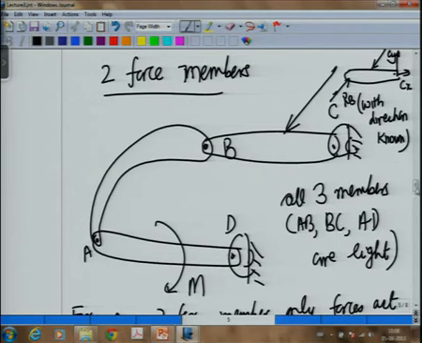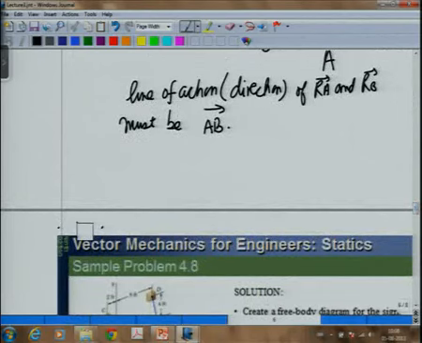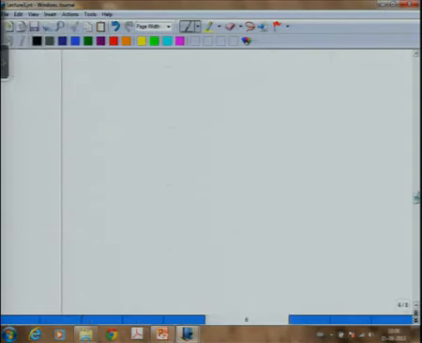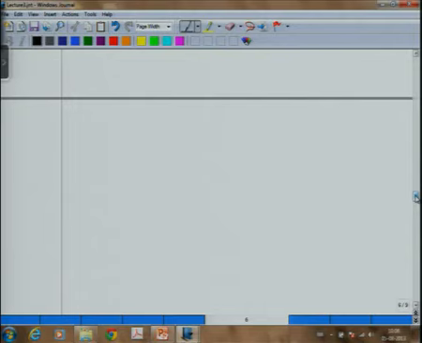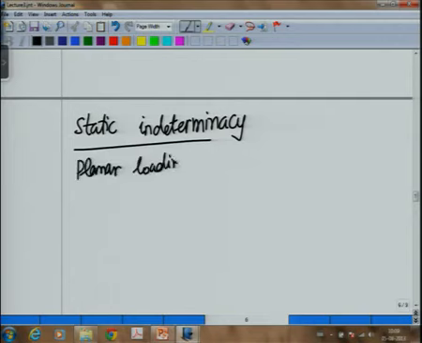Now, there is one more concept which I would like to do before I take another example on 3D, and that is, I will talk of static indeterminacy. And to illustrate this, we will take planar loading.